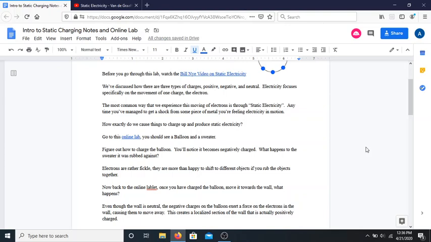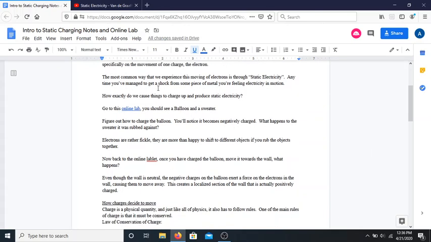The first thing we have to understand is that all static electricity is basically charges rebalancing themselves. To do that, we need to ask ourselves, how can we actually cause charge to build up on something and produce static electricity? This is where the little online lab I want you to do is going to be. So right click and go to this online lab.